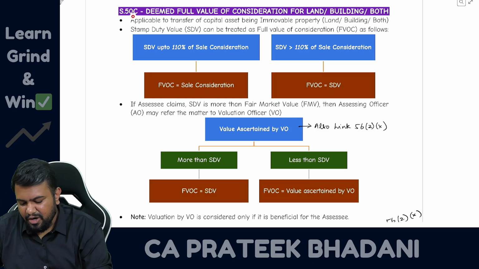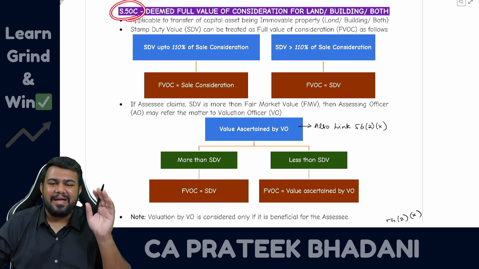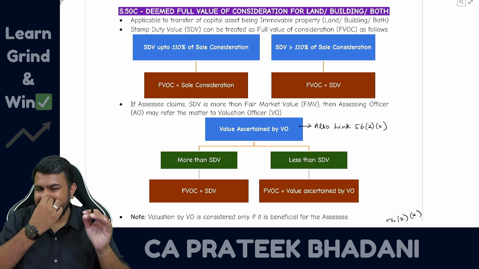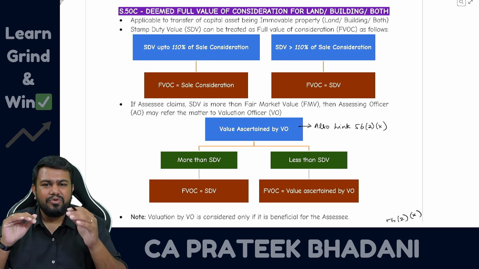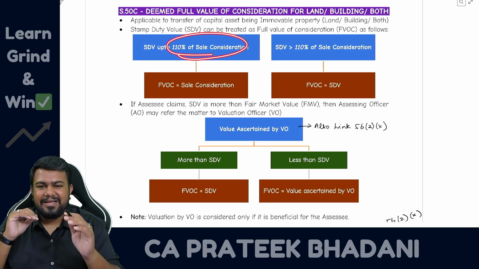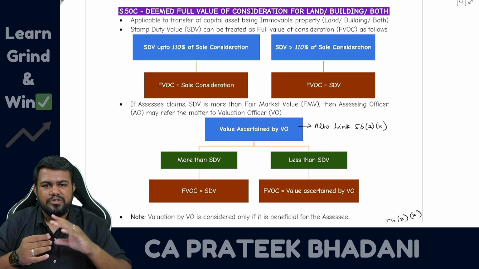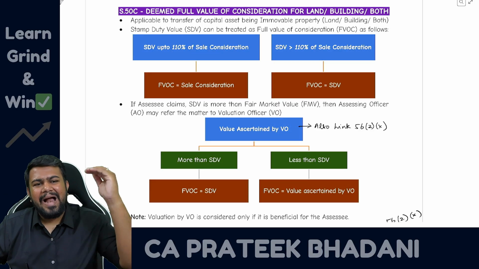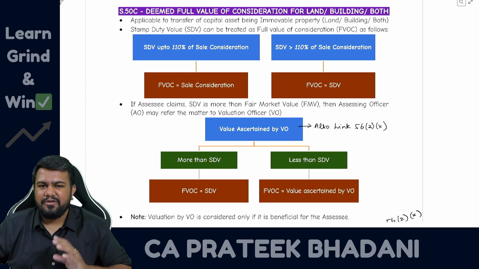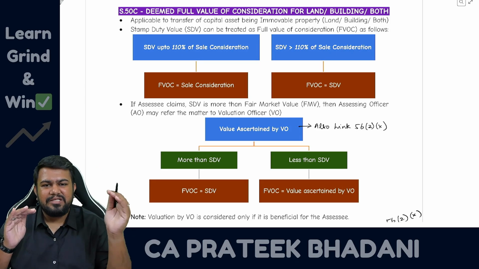That is why the government brought section 50C in the Income Tax Act. What does 50C tell? 50C tells that you have to compare 110% of sale consideration with stamp duty value. So take the sale consideration, you add 10%. So take 110% of sale consideration. Now you compare this with stamp duty value.